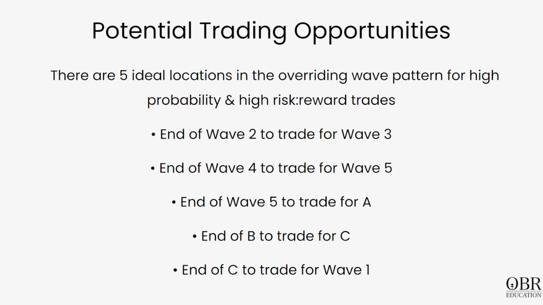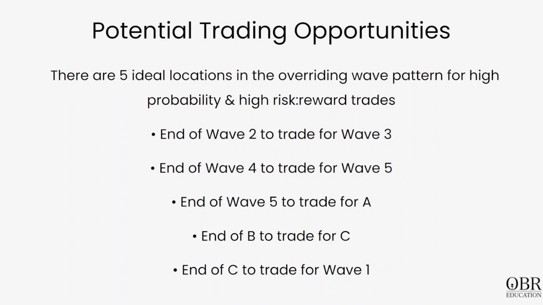The places you're going to be looking for opportunities are the end of wave 2 to trade for wave 3. So after that ABC correction for wave 2, you're going to be taking advantage of that elongated wave 3 to the upside, as we just said. Or you could look at the end of wave 4 to trade wave 5. As soon as you see wave 4 complete by your rules, you'll be looking for wave 5 to the upside. After you know that wave 5 is completed, you'll be trading the end of wave 5 for wave A, which will be your first leg to the downside.